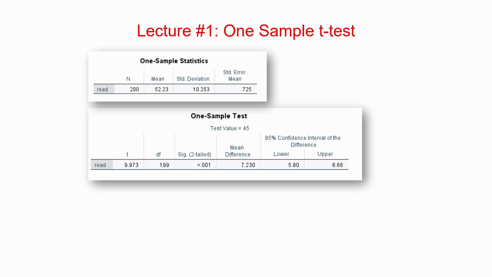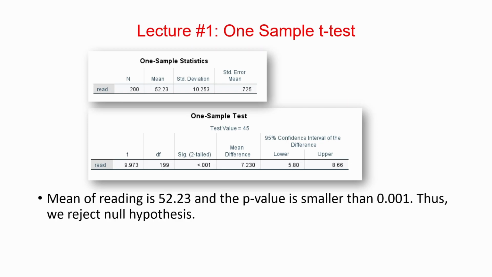And I'm going to move to the slide to show you how we can write a report about this analysis. On this slide, you see two tables from SPSS. I copied them here to make our discussion easier. As you can see, the mean of reading is 52 and the p-value is smaller than 0.001.